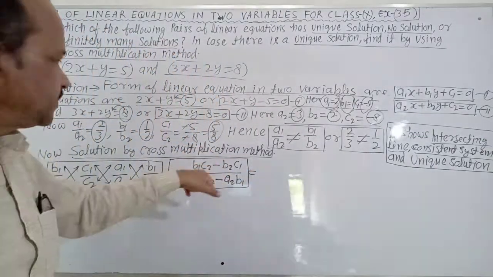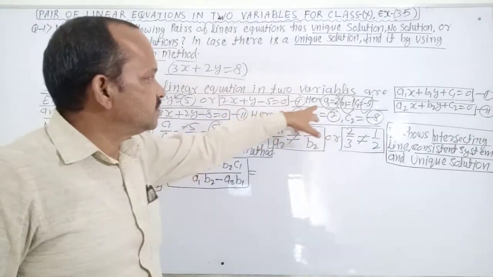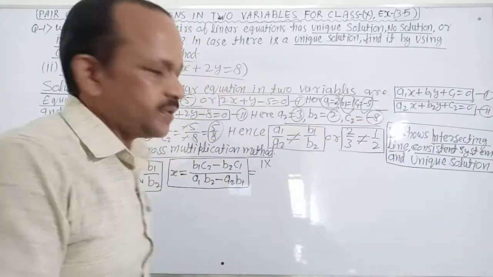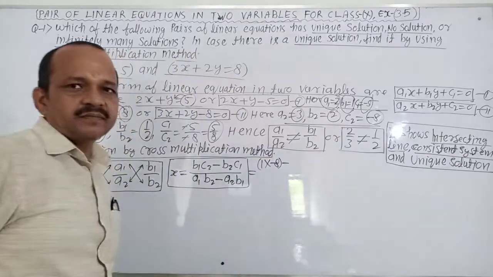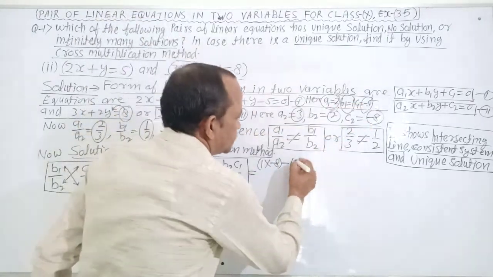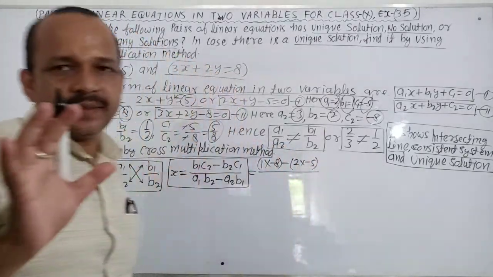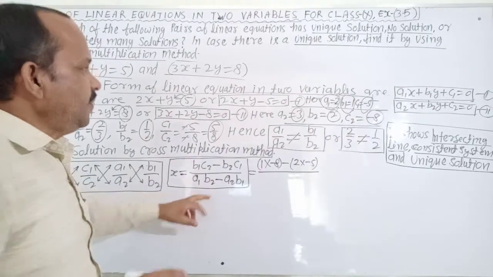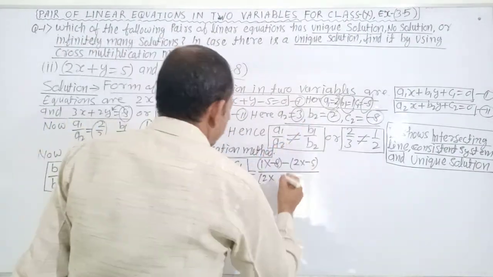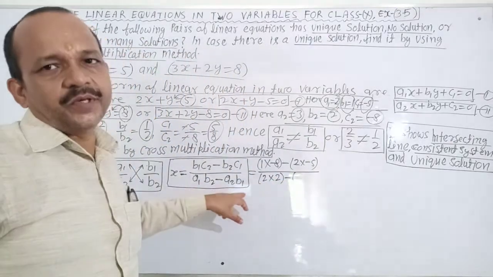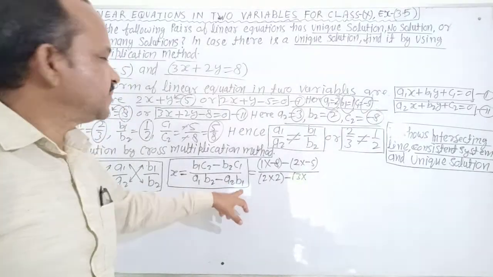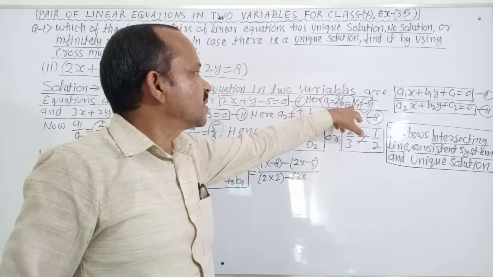Equal to, put the value. b1 means here 1, multiply c2. c2 means minus 8, minus b2 c1. b2 is 2, c1 is minus 5. 2 multiply minus 5, upon a1 b2. a1 means 2. b2 means 2, minus a2 b1. a2 means 3, multiply b1. a2 b1. b1 means here 1.